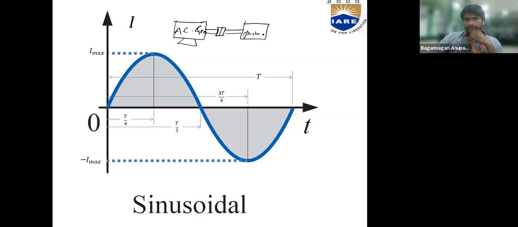What do you mean by prime mover in general? What do you mean by prime mover? Someone there? What do you mean by prime mover?